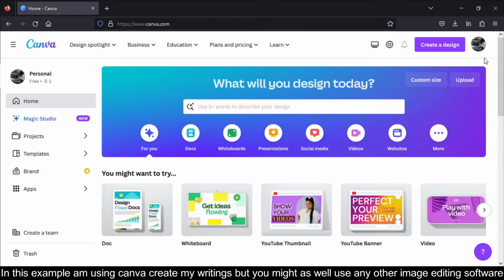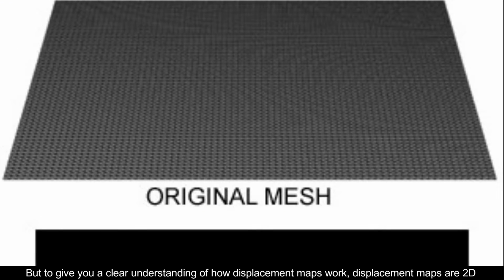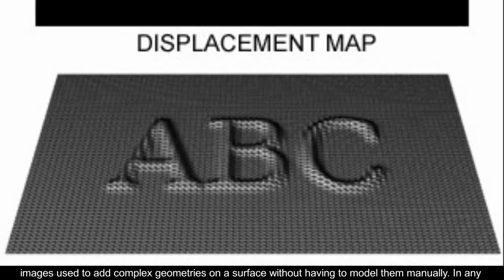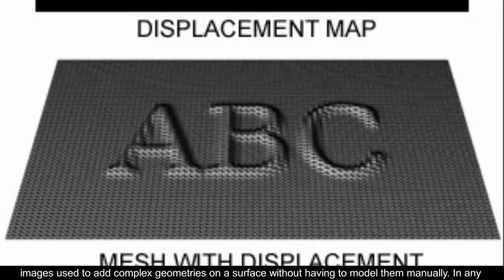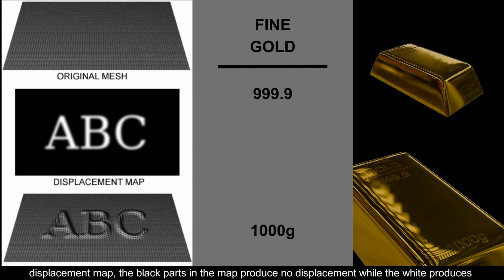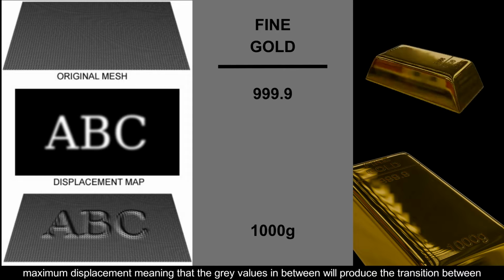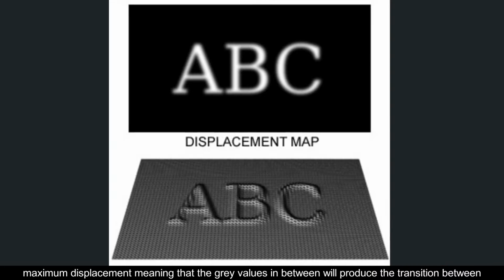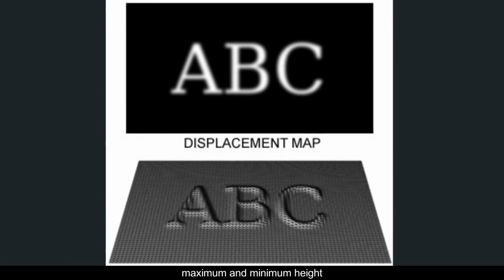In this example I'm using Canva to create my writings, but you might as well use any other image editing software. But to give you a clear understanding of how displacement maps work, displacement maps are 2D images used to add complex geometries on a surface without having to model them manually. In any displacement map, the black parts produce no displacement while the white produces maximum displacement, meaning that the gray values in between will produce the transition between maximum and minimum height.